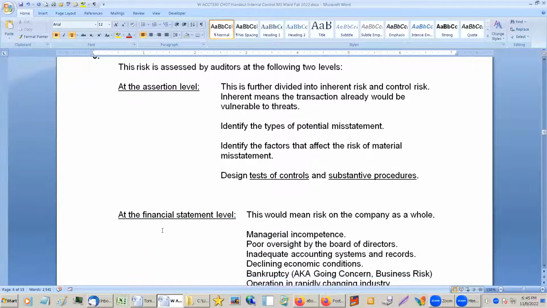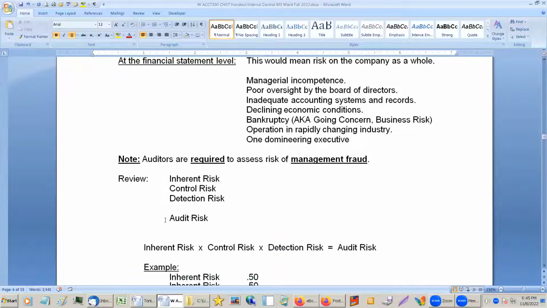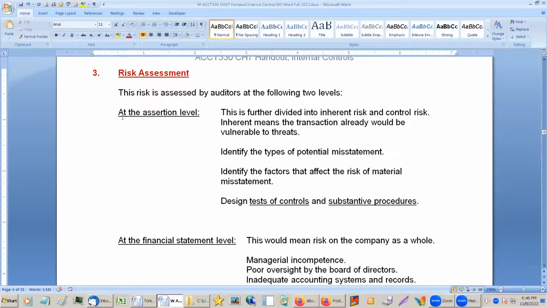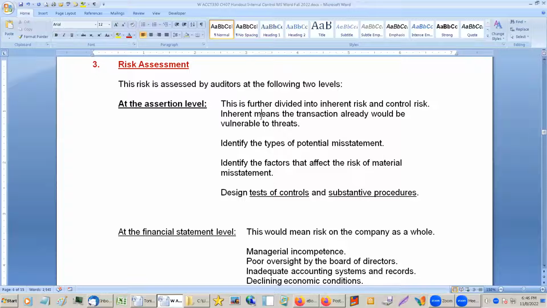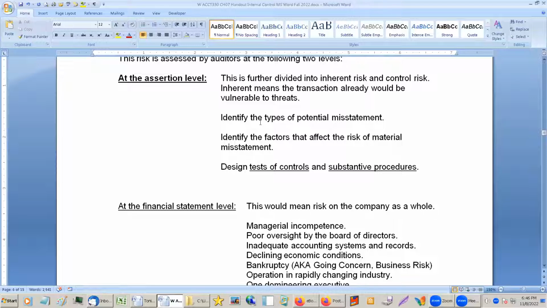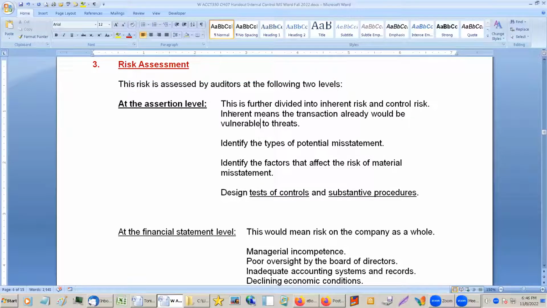Okay, risk assessment. Another one of those things I always think we did, and I don't think we did. But anyway, risk assessment. You are required also to assess the risks, and they're done at 2 different levels. There's the assertion level, which we've already talked about a little bit.